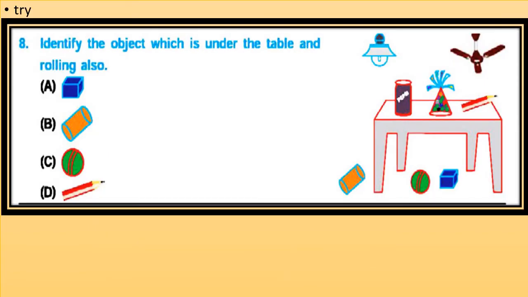Identify the object which is under the table and rolling also. Now choose from options A, B, C, D which object is under the table and rolling also. Now see the figure carefully. Choose which object is under the table and rolling also.